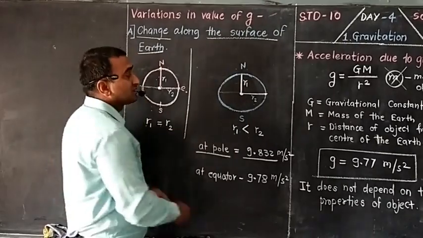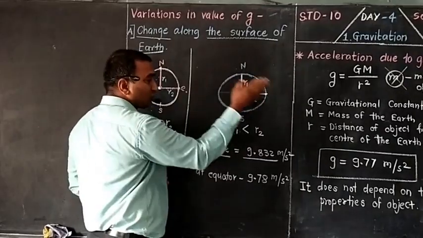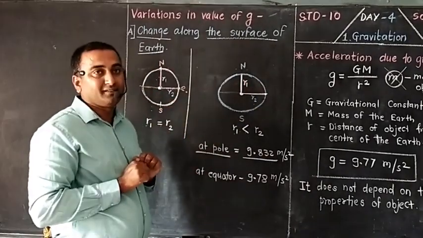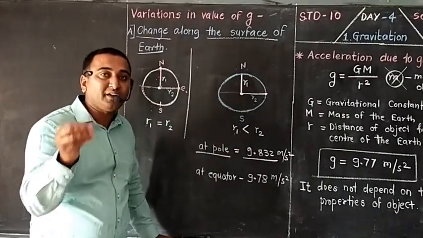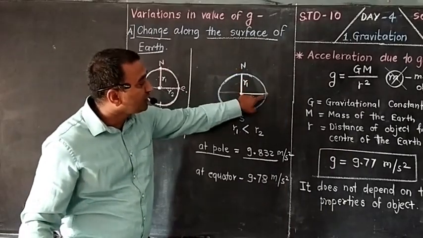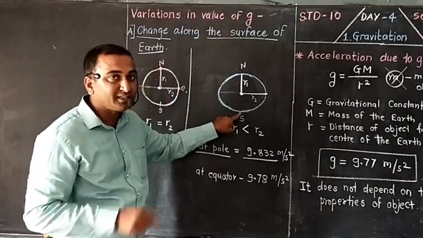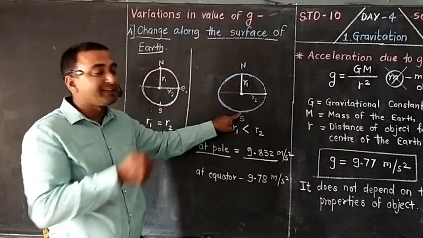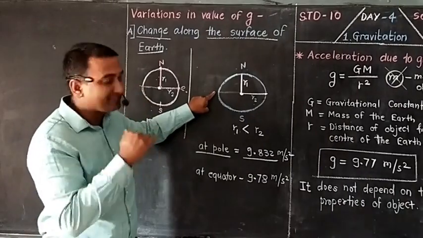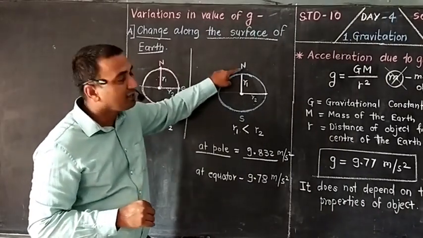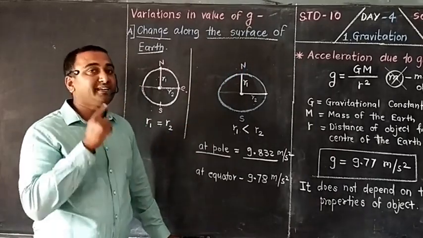So how is the change? Suppose someone is moving from the North Pole to the equator. That means the altitude is decreasing. So as there is a decrease in altitude, acceleration due to gravity definitely goes on decreasing. So from North Pole to equator, acceleration decreases. Equator to South Pole, see, distance decreases now, so acceleration increases. South Pole to equator again, distance increases, so acceleration decreases. And from the equator to the North Pole again, distance decreases, so acceleration due to gravity definitely increases.